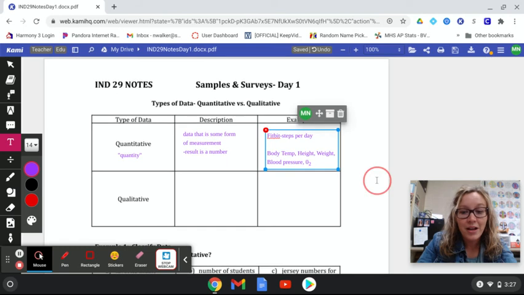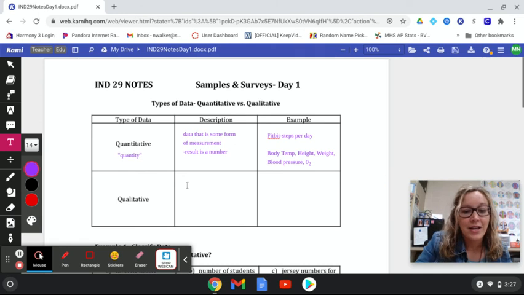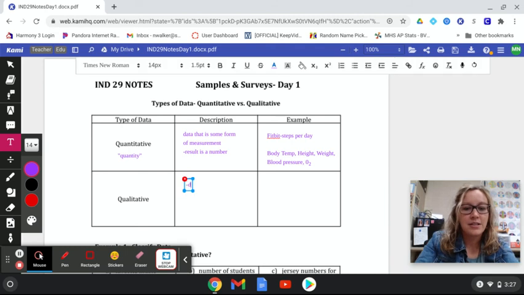So all of those things that the doctor, nurse, or medical assistant will collect from you at the doctor's office, those are all quantitative measurements, because body temperature is a number, your height is a number, your weight's a number, your blood pressure is some sort of number. I really don't know what the numbers of blood pressure mean. And then you have your O2. Now, qualitative is whenever your result is a description. So this is data that is some sort of description. All right, and so the result is not a number.